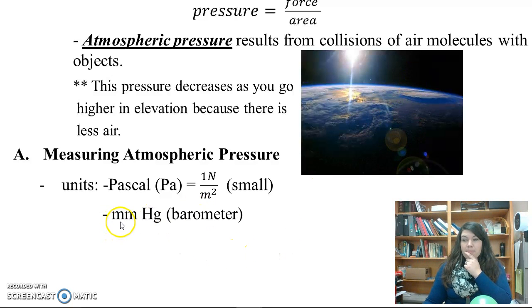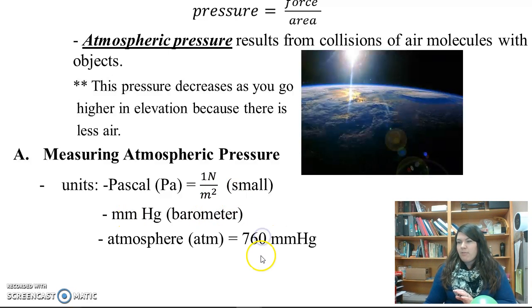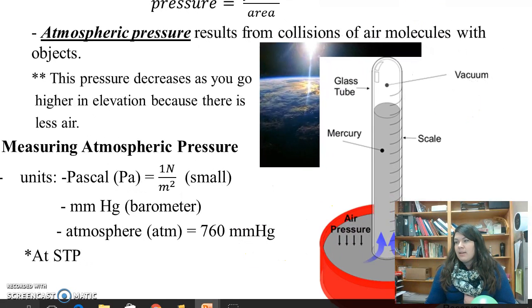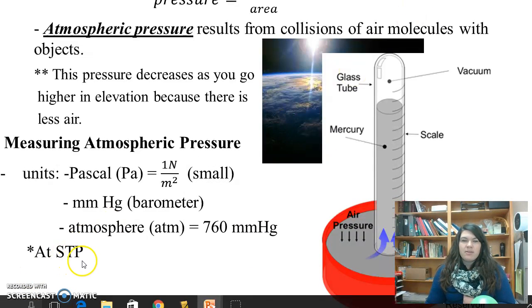We can also use millimeters of mercury, and that's a barometer. I have a picture coming up. Or we can use atmospheres, which is another unit of pressure, saying one atmosphere, how much atmosphere is pushing down on us. We compare that value to an atmosphere. And 1 atmosphere is 760 millimeters of mercury. So let me explain that. STP means standard temperature and pressure, which we'll talk about later.